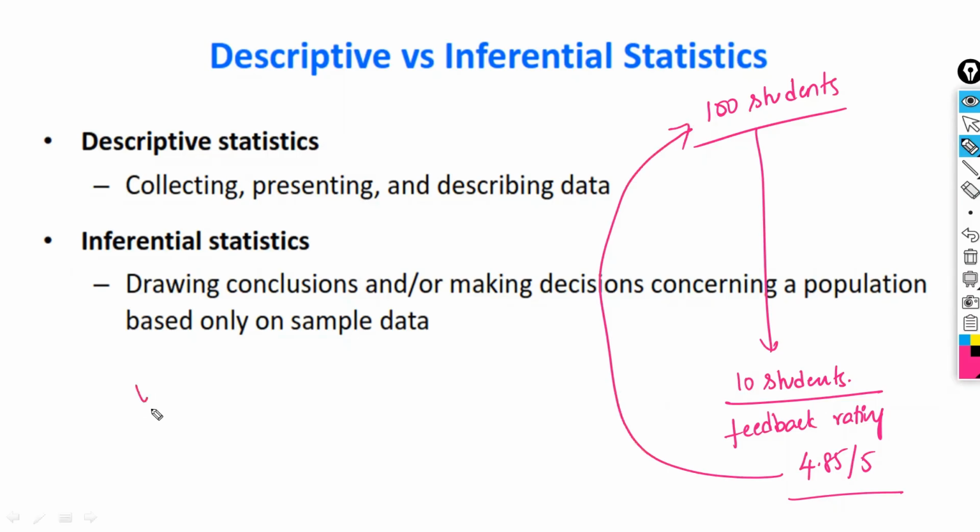Whatever answer I have got, 4.85 out of 5, I can't assume that the population value is also the same value. The population value can be less and can be more also. Anything can happen. For example, suppose the remaining 90 students are all giving 5 out of 5. Now, what happens in this case? Automatically, the rating will be more than 4.85, right? If, for example, these 90 students have given only 4 out of 5, then in that case, it is going to be less. Anything can happen. But based on the sample I have received, I'm going to estimate the population.